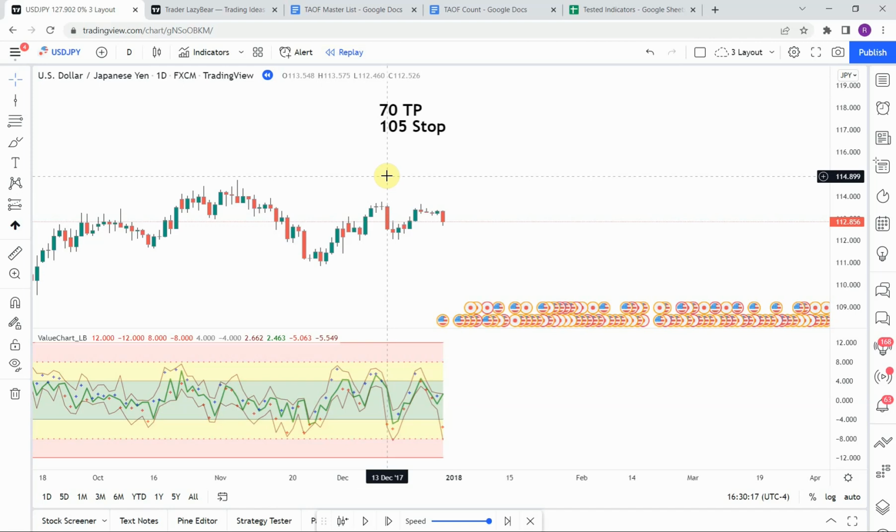Today we will be testing the value chart indicator.